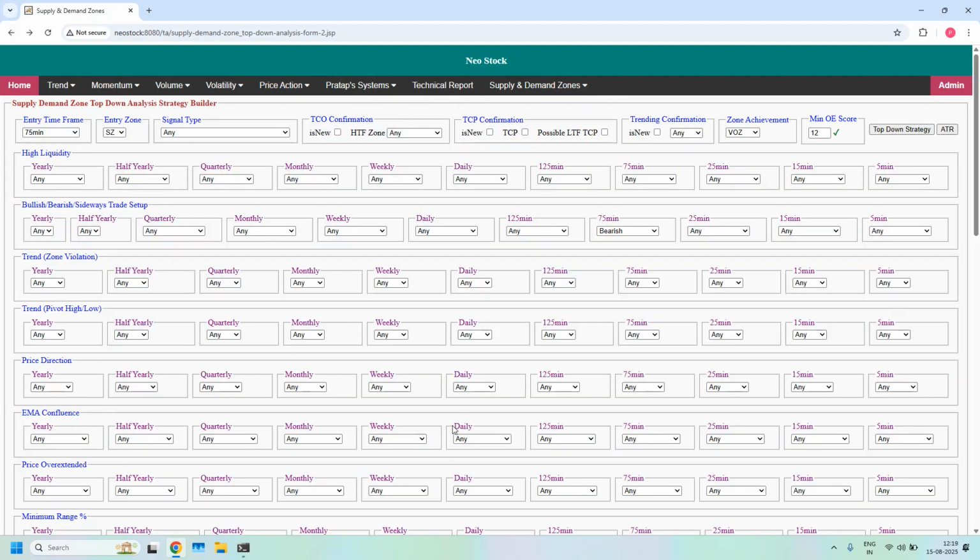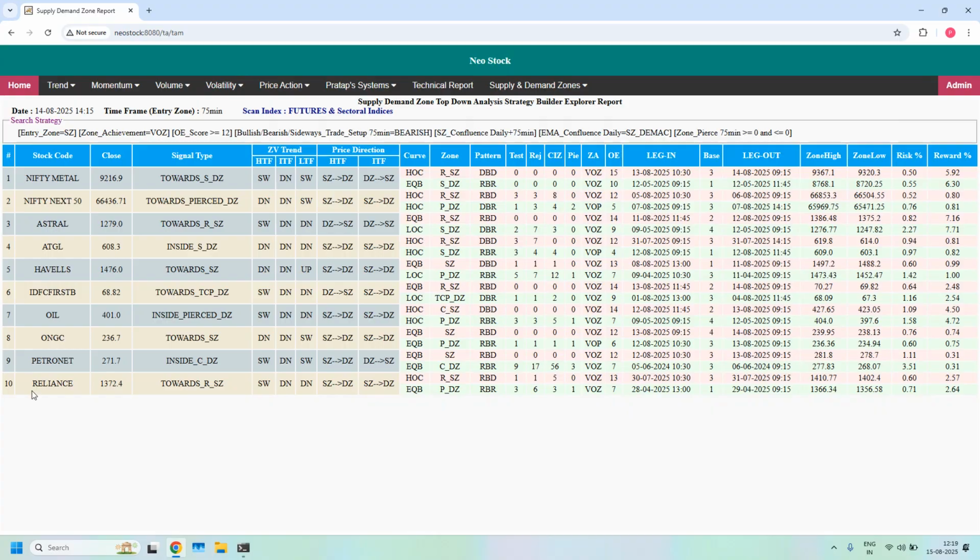EMA confluence at daily time frame. I'm setting the filter daily supply zone having daily EMA confluence or not. Let's verify. We got 10 stocks. So that way these 10 75-minute supply zones might be having more high probability to get success, provided lesson 20 checklist items are satisfied. Otherwise, there are higher chances zones might be violated.